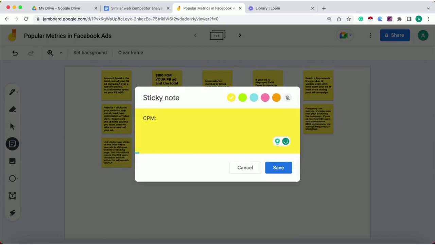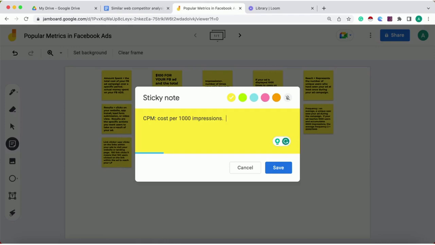Next we have CPM. We just understood what impressions are. Now we are going to calculate the cost per 1000 impressions. CPM is cost per 1000 impressions, and it represents the average cost you pay for 1000 ad impressions.